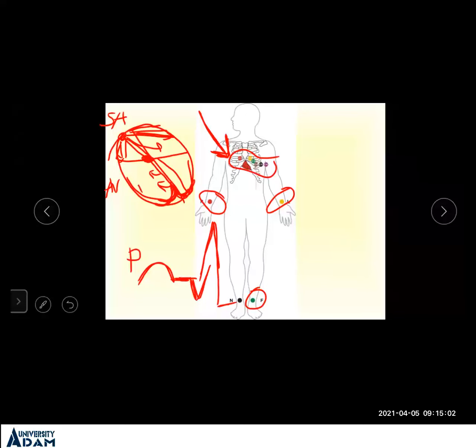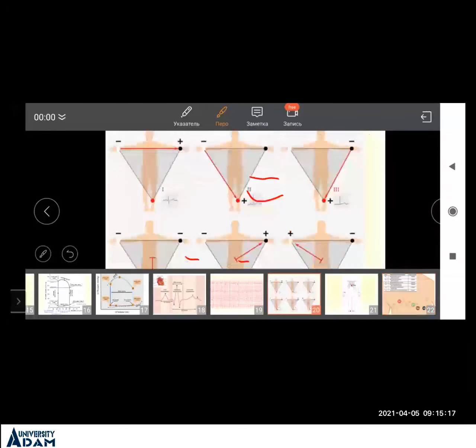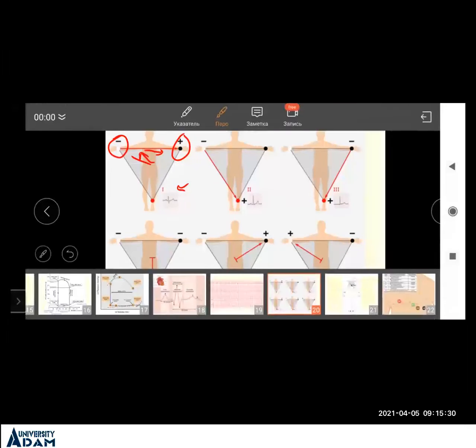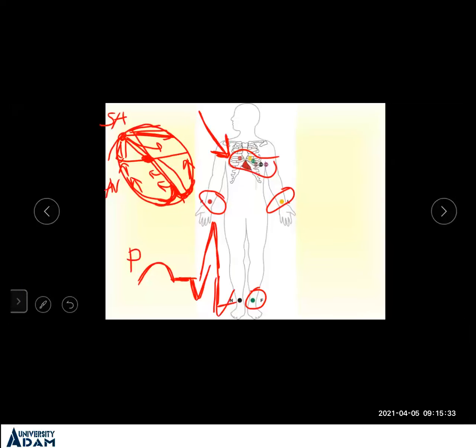And S, it is depolarization of the lateral wall of the ventricles. It is opposite, it goes away from the positive electrode. You can see here, it goes in this direction, away from positive towards the negative, and that's why we see again a negative S wave. After depolarization there will be a repolarization of ventricles, and it is shown as T wave.